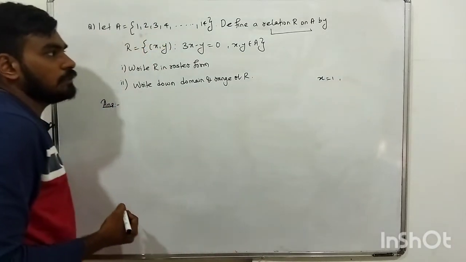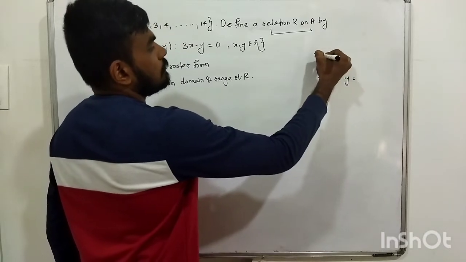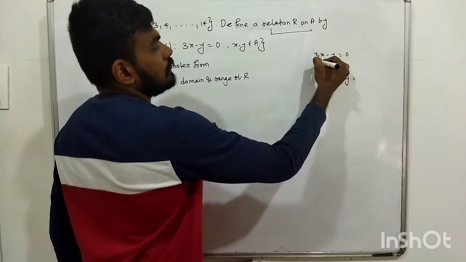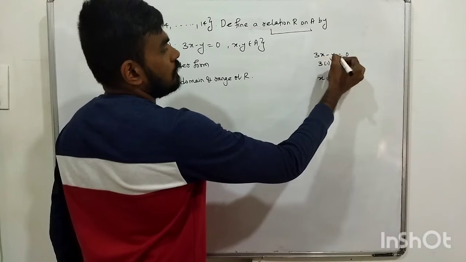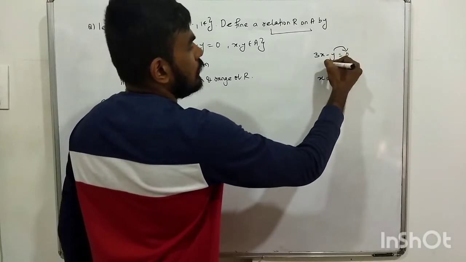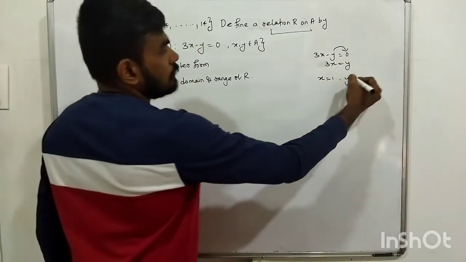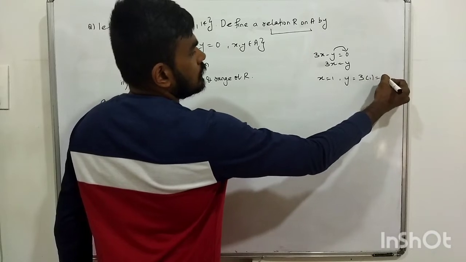When x is equal to 1, what is y? See, the relation is given like this: 3x minus y is equal to 0. So, 3 into 1 minus y is equal to 0. If I take this y this side, so 3x is equal to y. So, x is equal to 1, y is equal to 3 into 1, which is equal to 3.